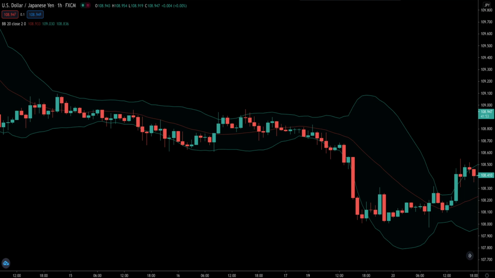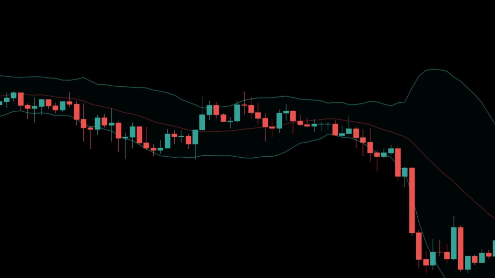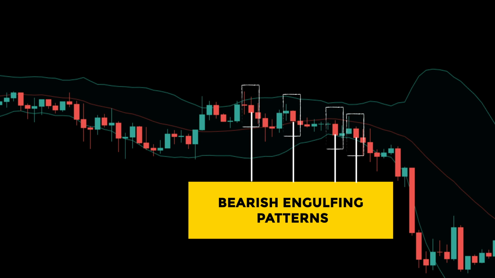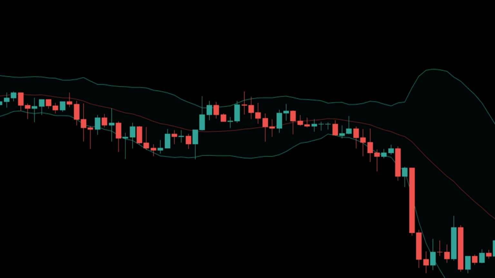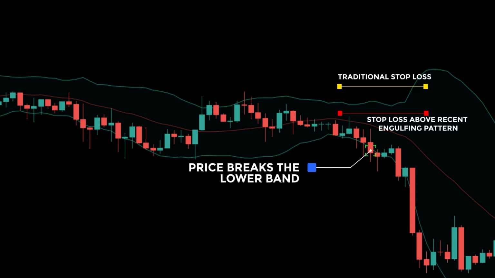This time, I will show you a bearish scenario. Right here, we see that the bands have been tightening and it looks like a Bollinger Band squeeze. Zooming in, if you were to look at the price action, you should be able to spot a series of bearish engulfing patterns. This is the anatomy of a high probability Bollinger Band squeeze. When price finally breaks the lower band, we can take the trade via a market entry order. Our stop loss goes above the recent bearish engulfing candle rather than the upper Bollinger Band.